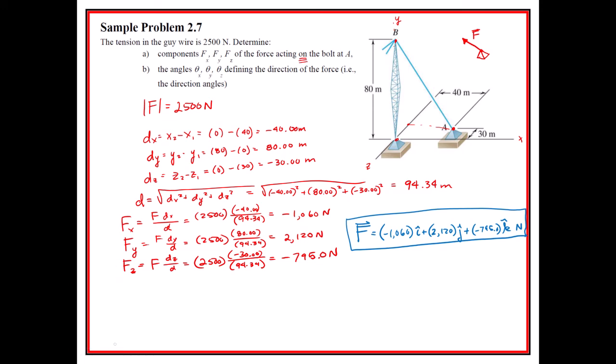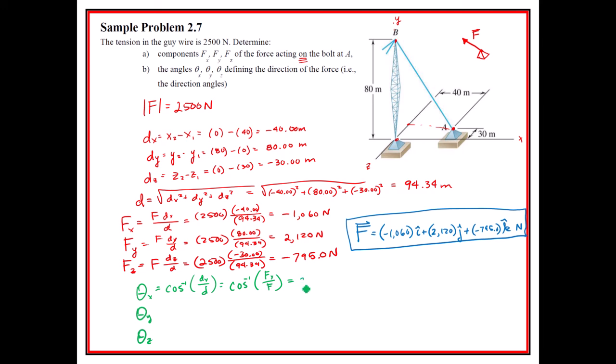Continuing on with part B, it wants us to get theta x, theta y, and theta z. So we take the inverse cosine, and we could go dx over d. We could take either one. We could either go dx over d, or we could take the inverse cosine of Fx over F. Either way, it doesn't matter. They should come out to the same thing.